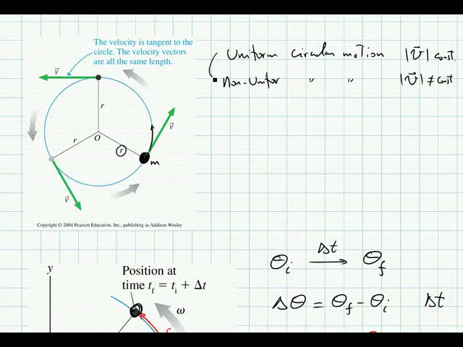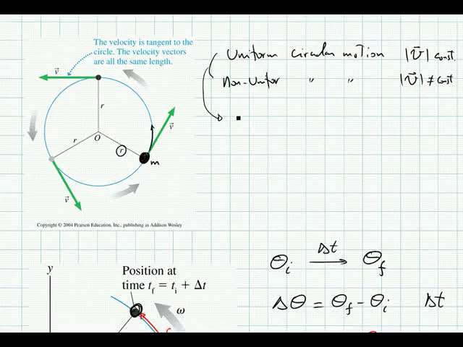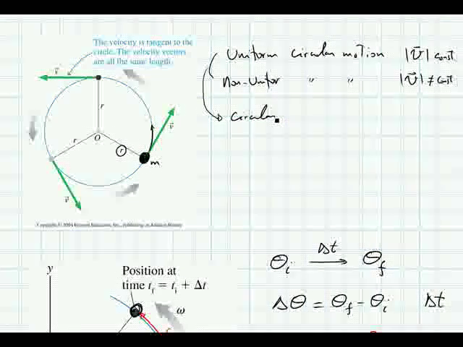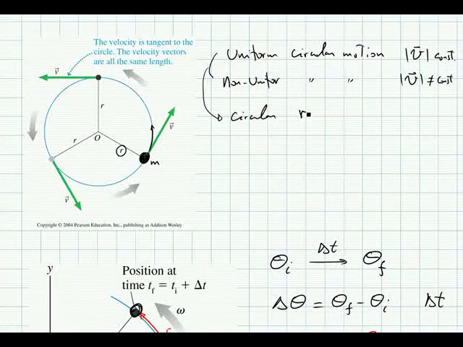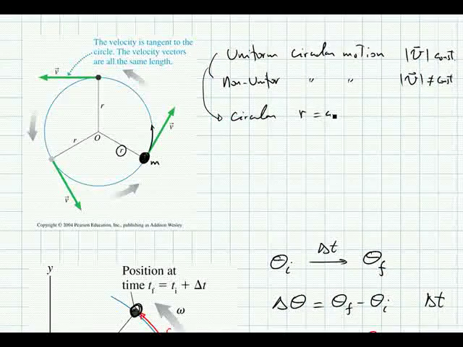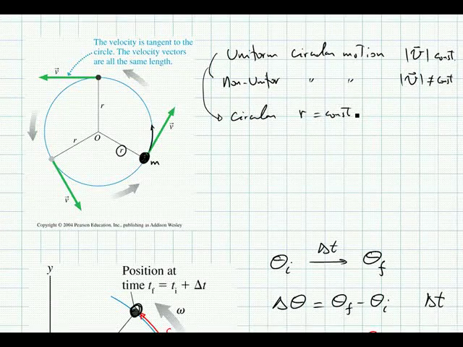But in either case, the path is circular, so the path that the object follows is circular, i.e. r is always constant. So we're always dealing with a circular trajectory, a circular path, for the motion of the object.